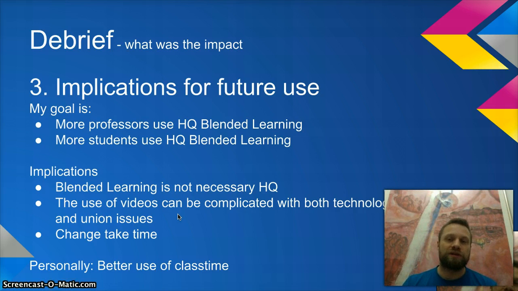And then, of course, I must realize that change takes time, and who knows, it's not even a better change. Personally, I think my implication is that I have to make better use of the class time. So I have to think about a lot of ways to create the higher levels of thinking.